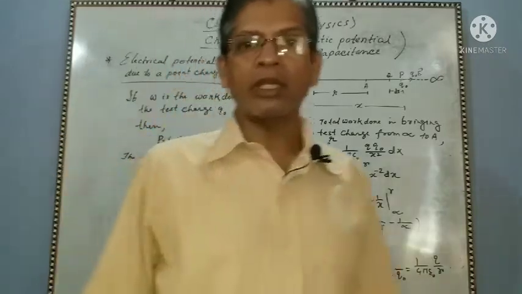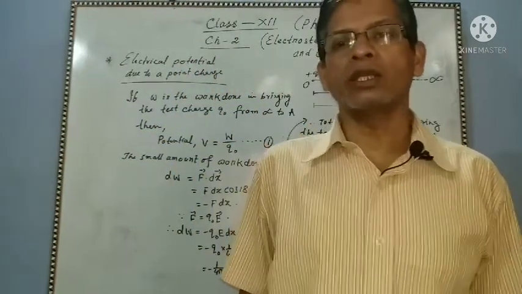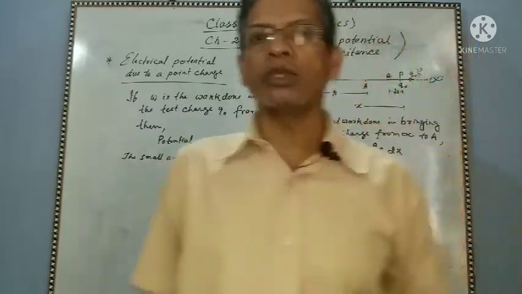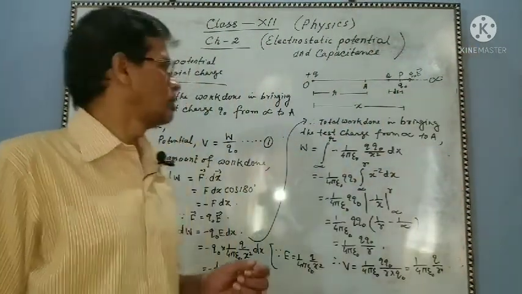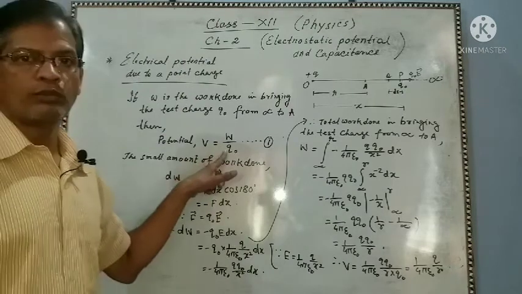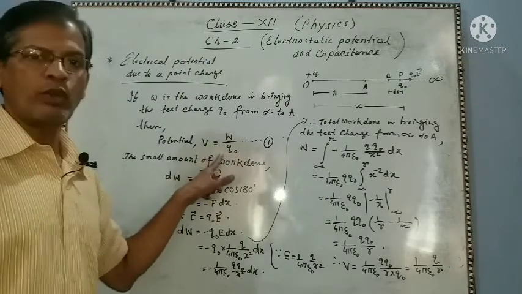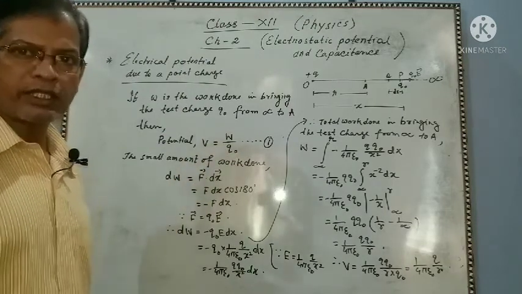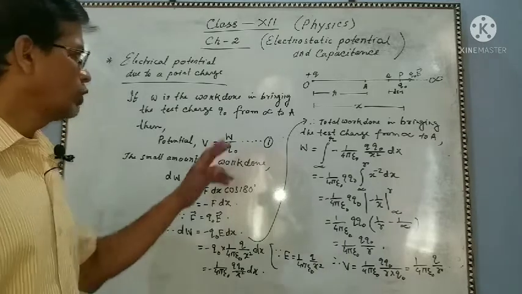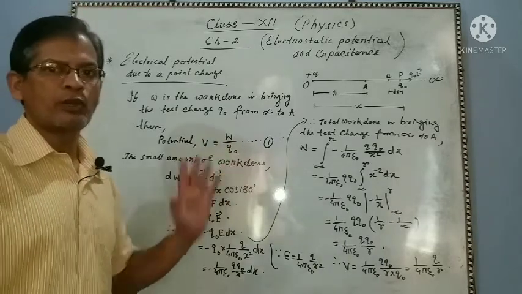It is a scalar quantity. Potential is a scalar quantity, and its SI unit is volt. Joule per coulomb means volt. Its SI unit is volt, or you can say joule per coulomb. Clear?